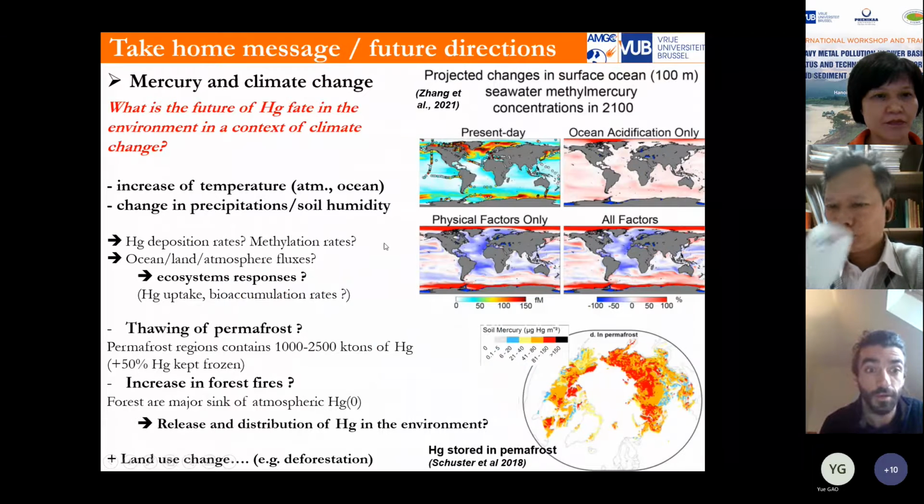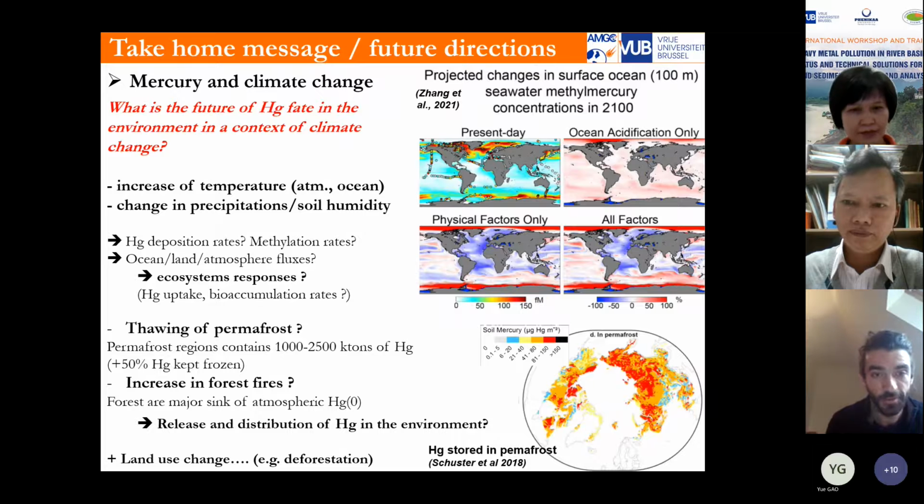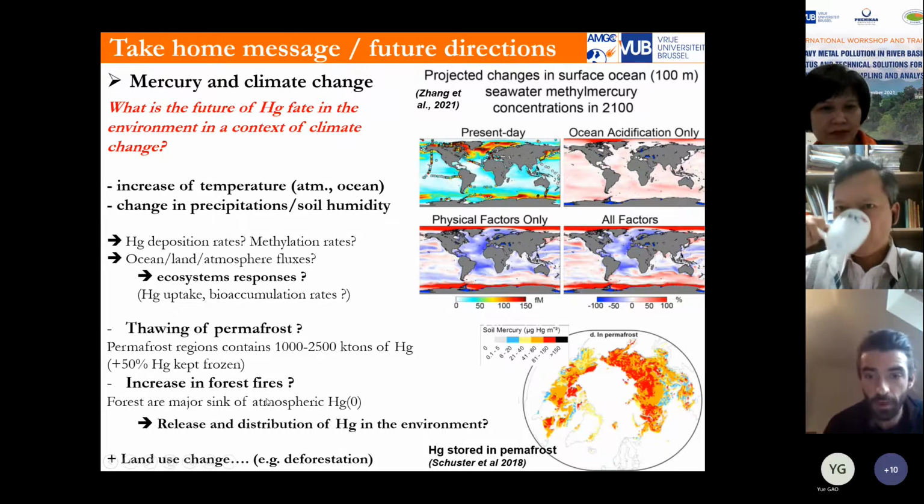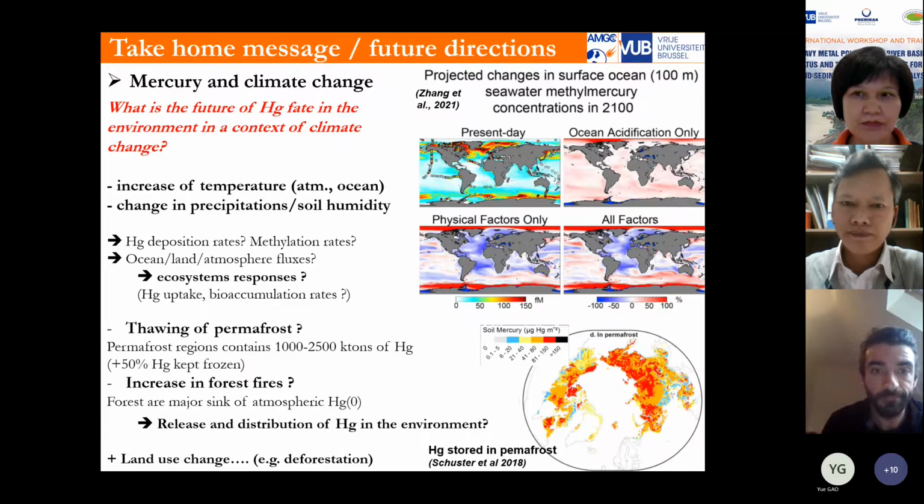And other factors such as thawing of permafrost or increase in forest fires can also increase mercury fluxes or release from a storage place to a place where it can be available for food webs. And I'm not even talking about land use change, which also can affect the mercury fate in the environment. So yeah, that would be my presentation.